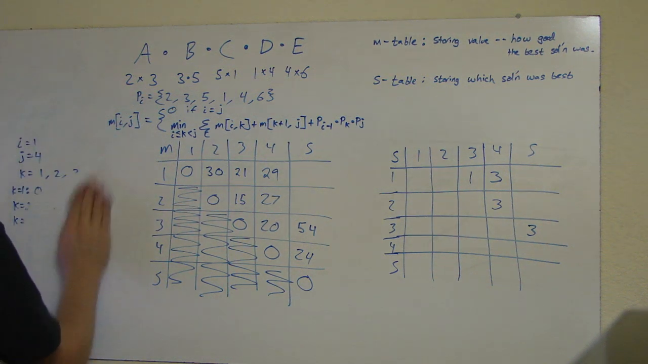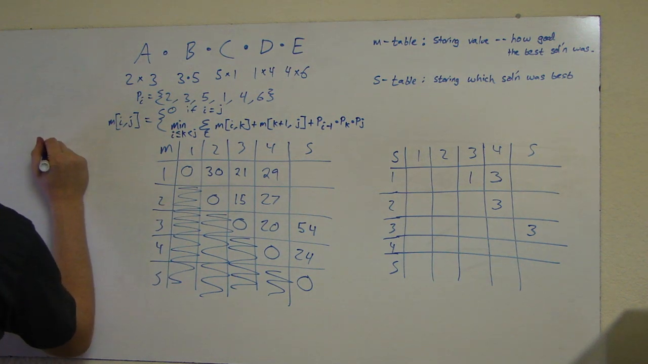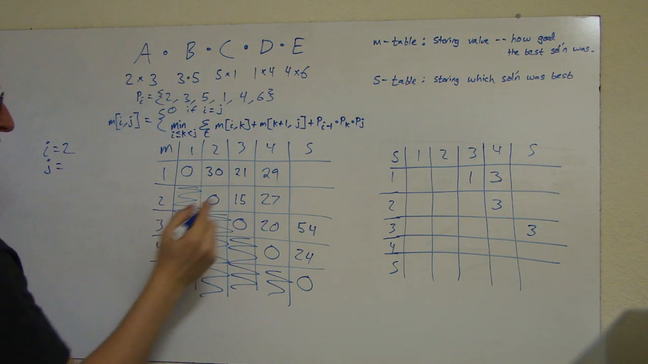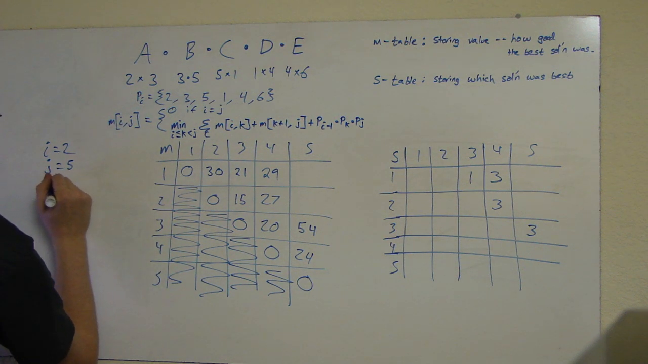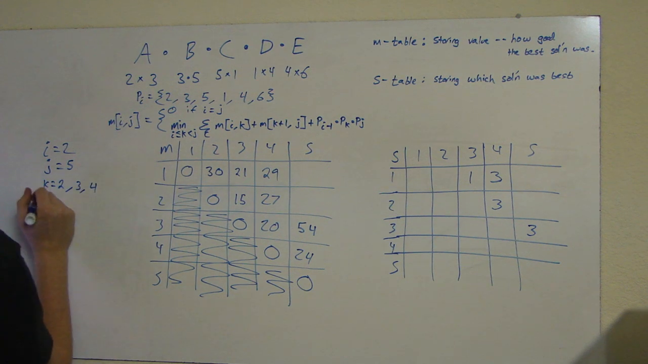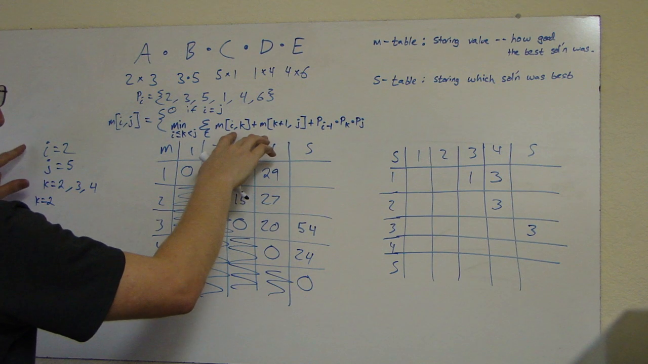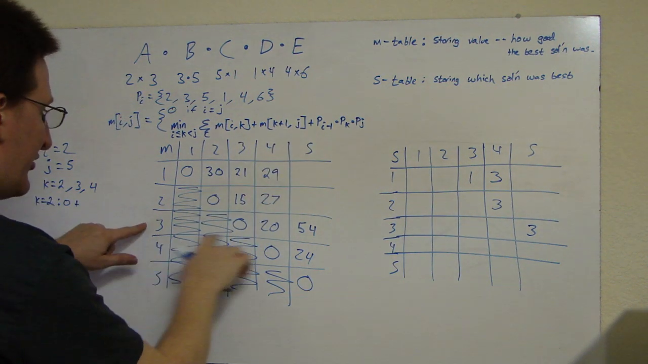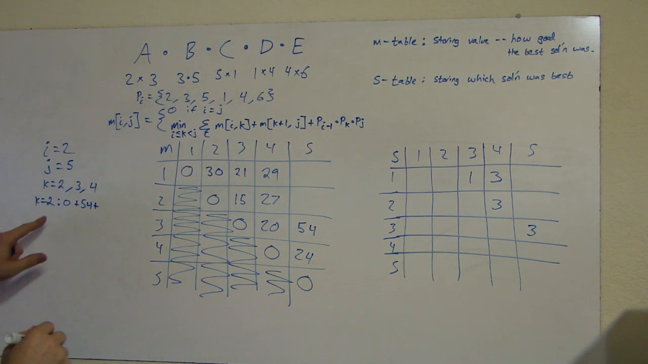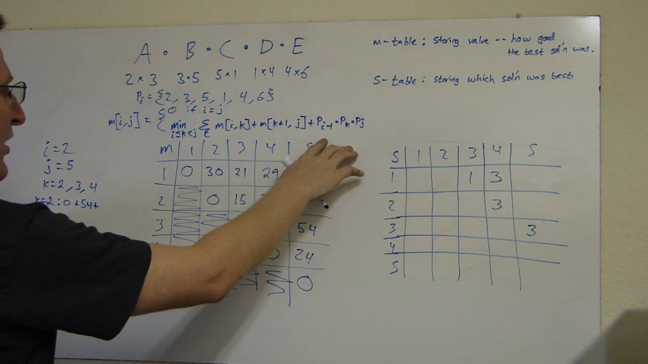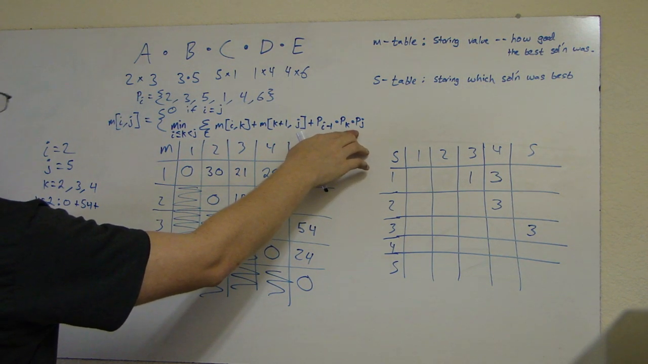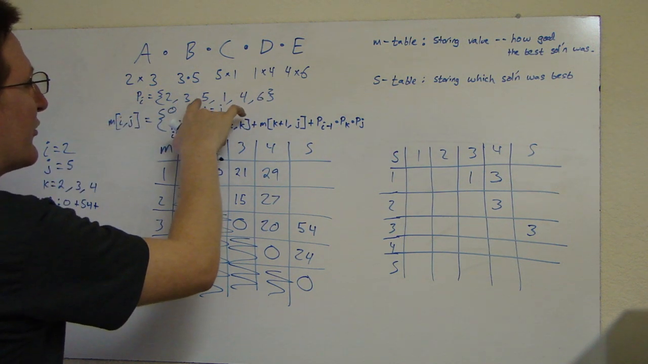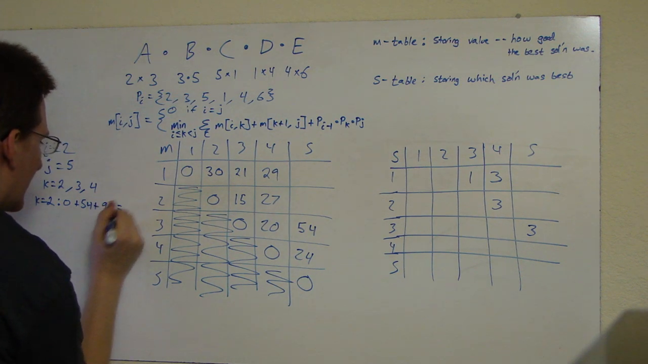Just two more. And I'm as ready to be done with it as you are. So if I is equal to 2 and J is equal to 5, then we have K could be equal to 2, 3, or 4. If K equals 2, then we have M of 2, 2, which is 0. M of 3, 5, which is 54. And P1 times P2 times P5 is 3 times 5 times 6, which is 15 times 6 is 90, equals 144.